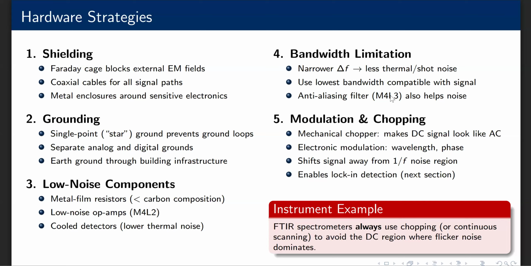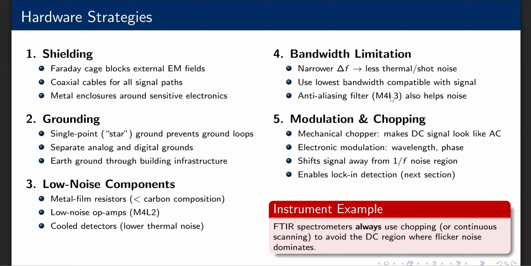Grounding is the second one, and it seems pretty simple, but is subtle. Bad grounding creates ground loops where current flows between ground points at different potentials, generating 60 Hz interference. The solution is a single point or star grounding. All grounds connect to one common point, and you separate analog grounds from digital grounds because digital switching creates noise on the ground line.